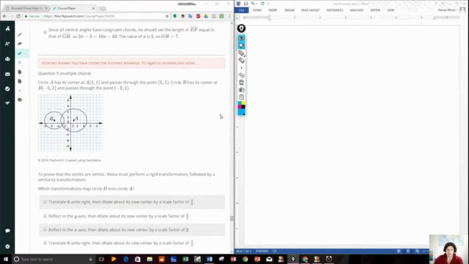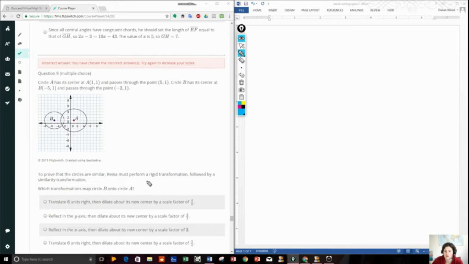So moving on to question 9, circle A has its center at (1,1) and passes through the point (5,1). Circle B has its center at (-5,1) and passes through the point (-2,1). To prove the circles are similar, Reina must perform a rigid transformation followed by a similarity transformation. Which transformation maps circle B onto circle A?